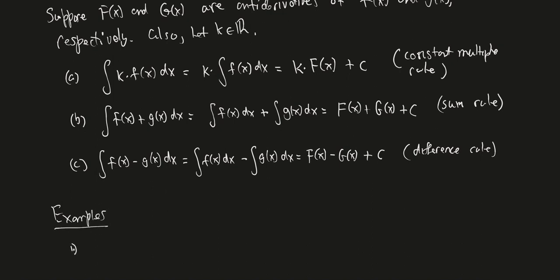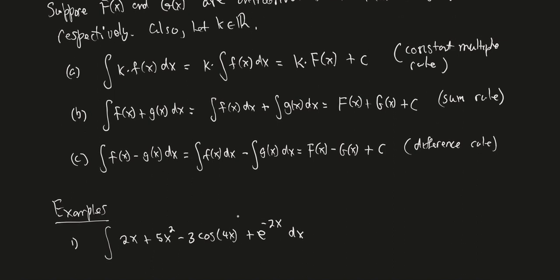So starting with example 1, I'll just write down what we're computing. Let's say we have to find the antiderivative of 2x plus 5x squared minus 3 cosine of 4x plus e to the negative 2x dx, right?